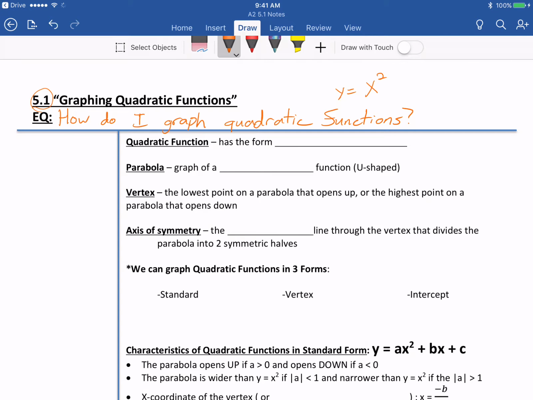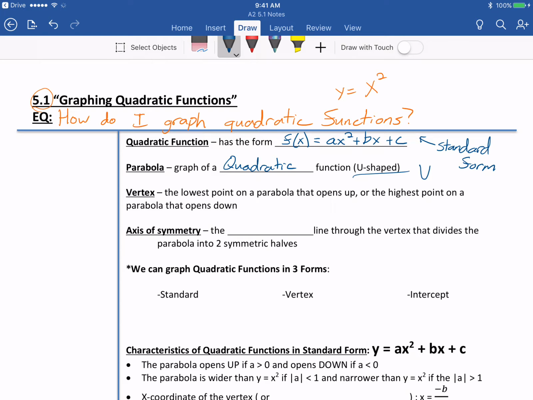So a quadratic function has the form, and this is the form that we're going to be looking at all this chapter. F of x is equal to ax squared plus bx plus c. And this is what we call standard form. All right, and we also have here a parabola, and a parabola is a graph of a quadratic function that is U-shaped. So we're looking at graphs that look like U's this chapter.